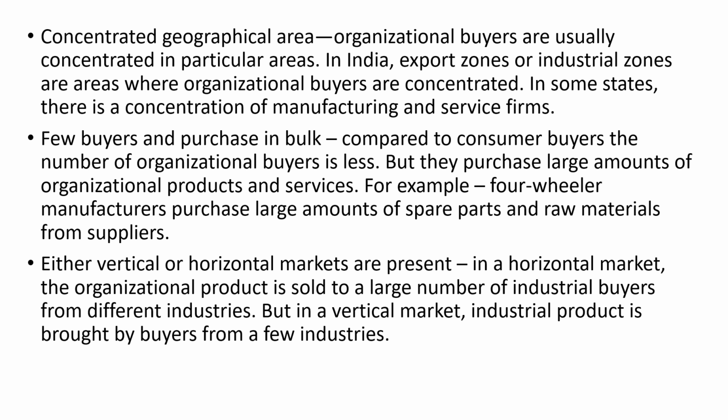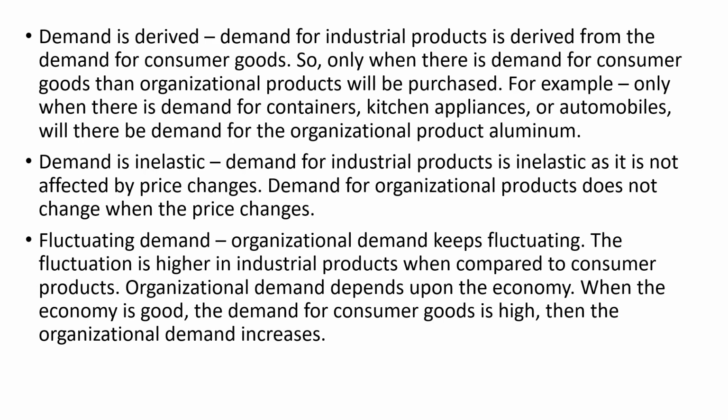Now, a horizontal market means the organizational product will be sold to a large number of buyers who are from different industries. That is a horizontal market. And a vertical market is where the industrial product is sold to buyers who are from very few industries. For example, car manufacturers, very few are there. So the industrial spare part or car paint will be sold only to buyers from that industry. That is a vertical market. So either you will find a vertical market or a horizontal market in B2B.